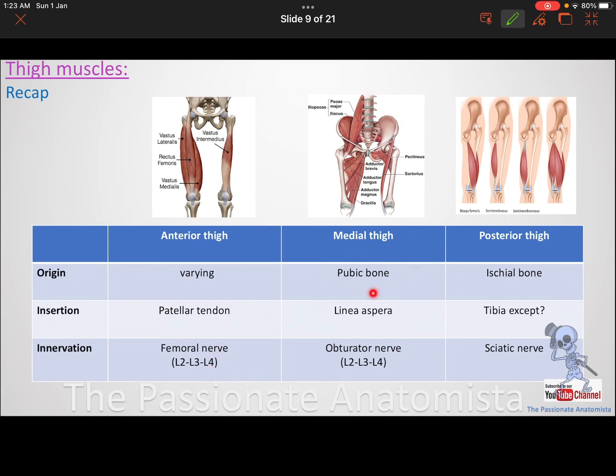In the medial thigh, they are all coming from the pubic bone. They go to the linea aspera, and then they are supplied by the obturator nerve.